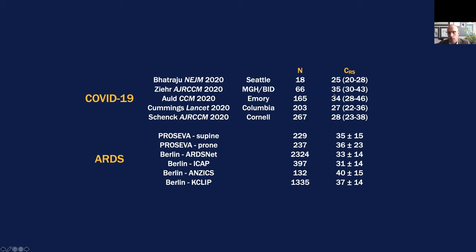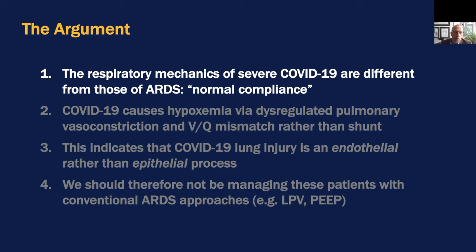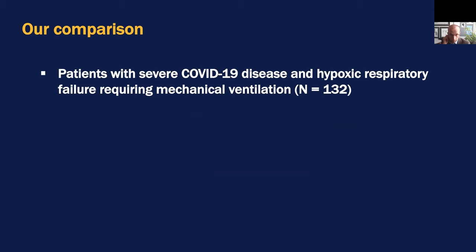What we wanted to do was not compare it to historic cohorts, but compare it to another cohort at the same center. So this really undercuts that first argument that the respiratory mechanics of COVID-19 are different from those of ARDS. What we did with our data and our experience with our patients was compare patients who had severe COVID-19 disease. So these are patients who had molecularly confirmed COVID-19 pneumonia, who also had hypoxic respiratory failure requiring mechanical ventilation. And we had 132 for which we had physiologic data. We had 117 for which we had outcomes data.